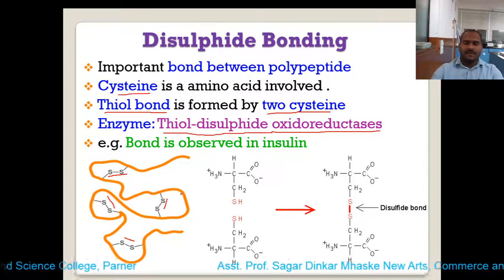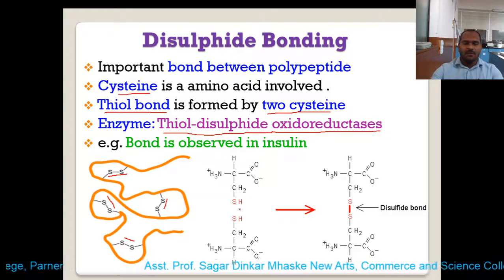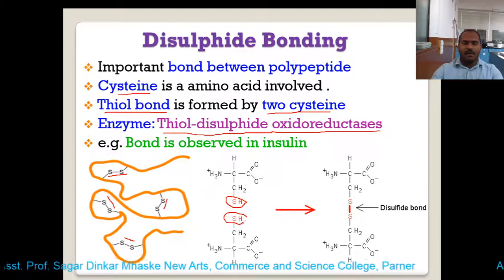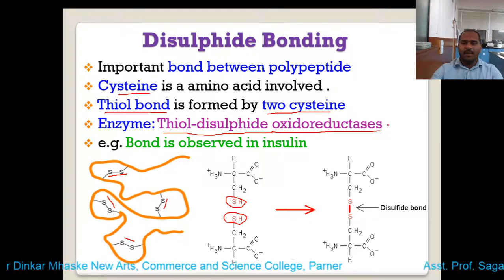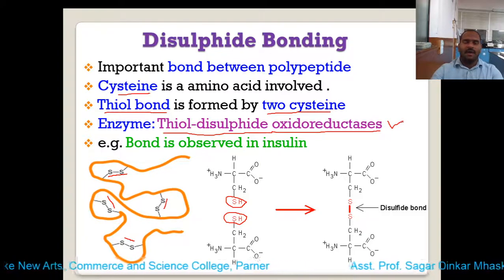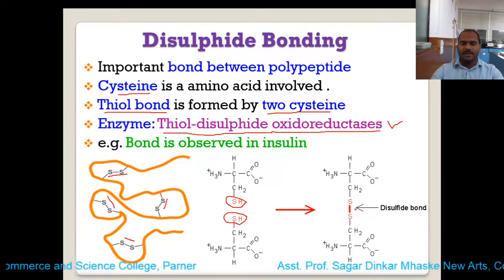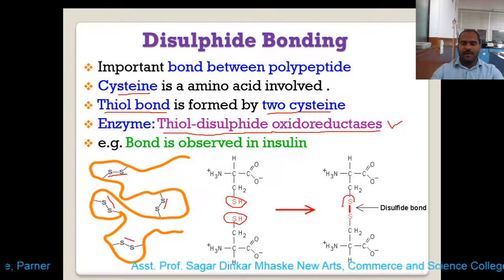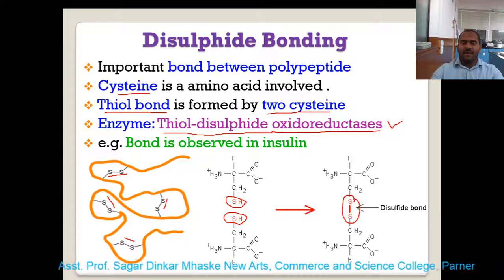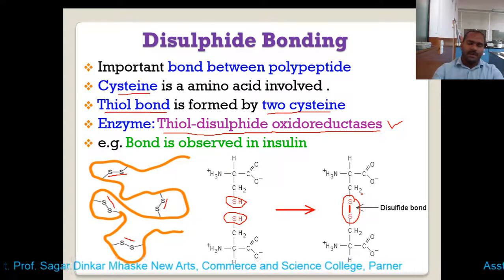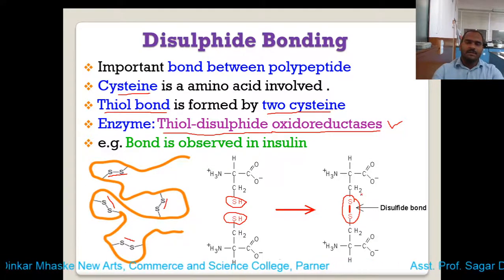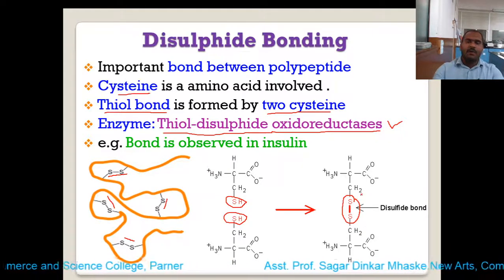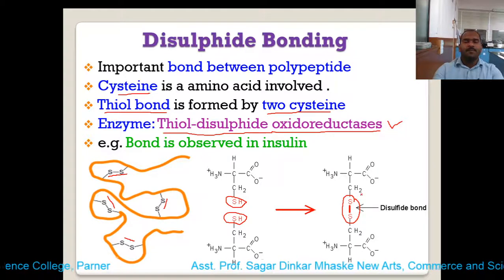Now here we are considering how this disulfide bond is formed. Here you can see a thiol which is present in the cysteine. With the help of the enzyme thiol disulfide oxidoreductase, it gives the formation of a disulfide bond, which gives stability. As it is a covalent bond, it is stronger and gives stability. So this is the second type of bonding which is present in the protein.